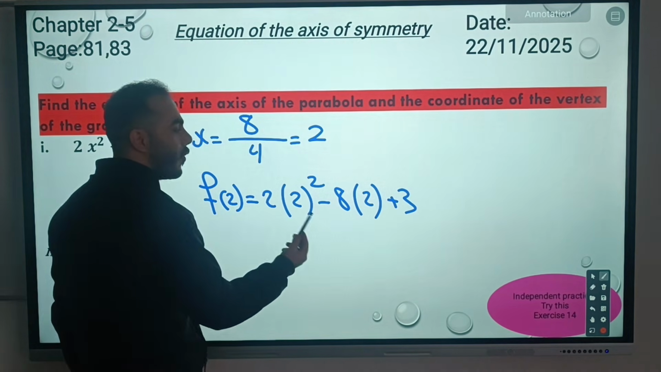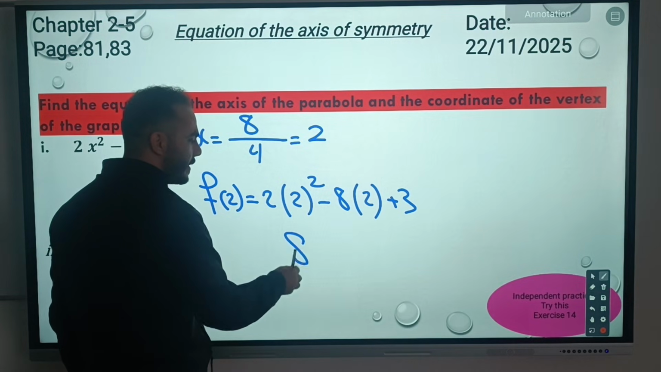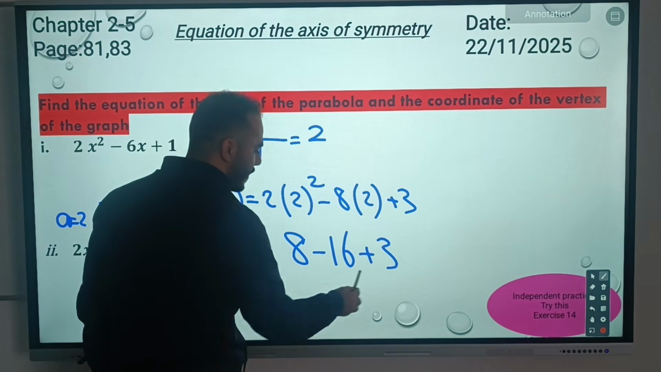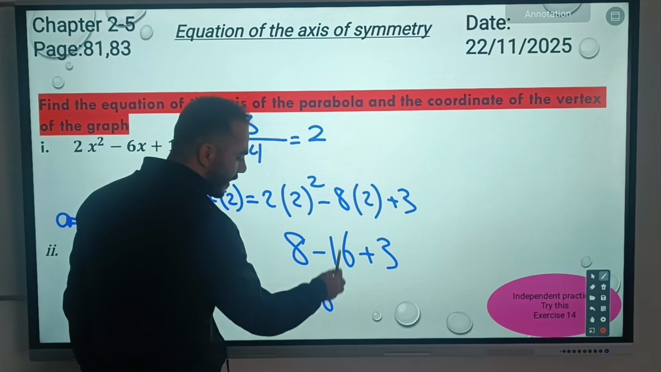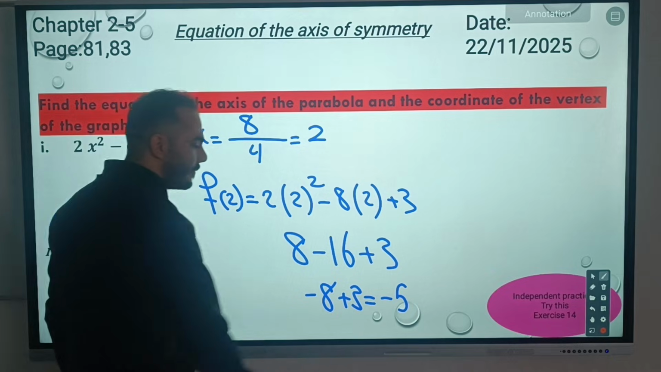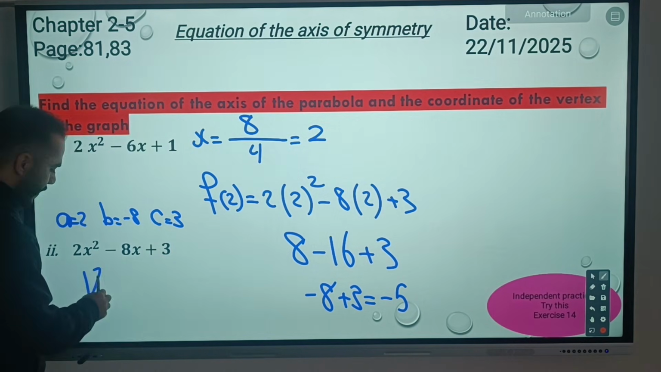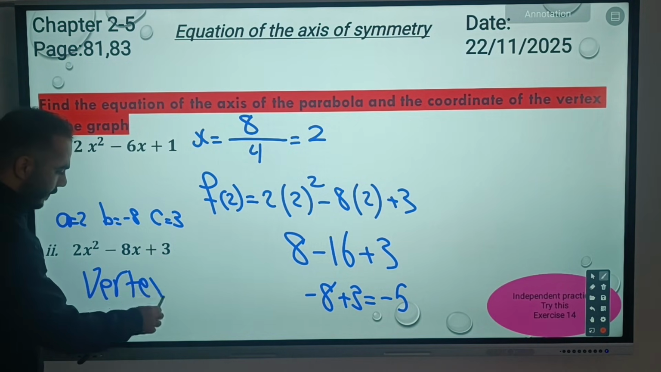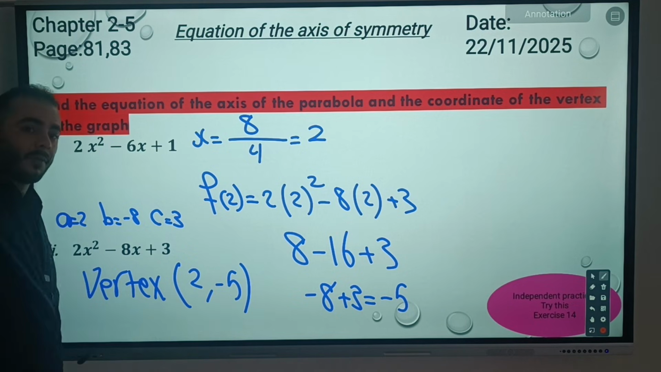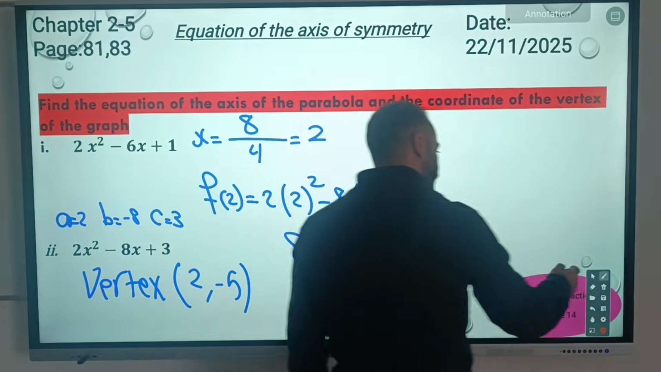2 powered by 2, 4. 4 times 2, 8. Minus 8 times 2, 16, plus 3. 8 minus 16 is equal to negative 8. Plus 3, well, it's going to give us negative 5. So the vertex would be 2 and negative 5. So how are we going to graph it?